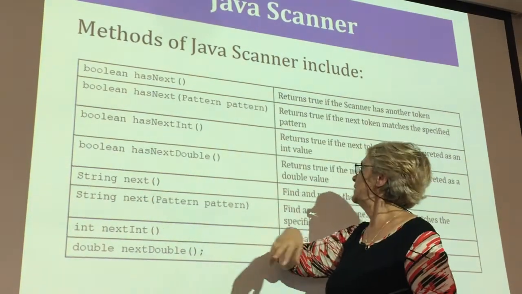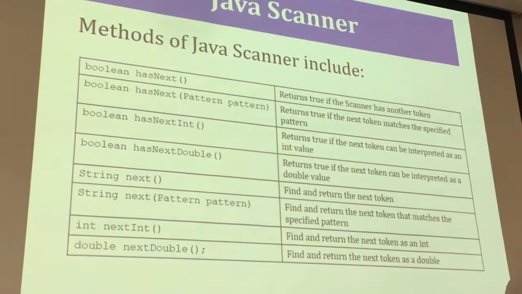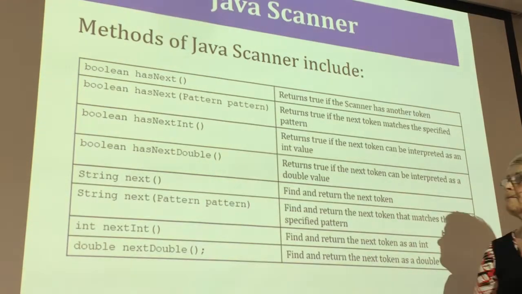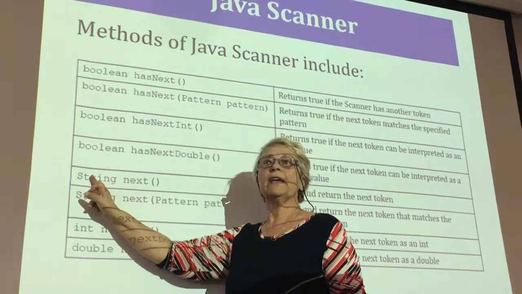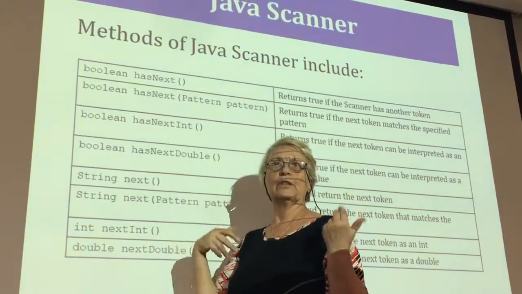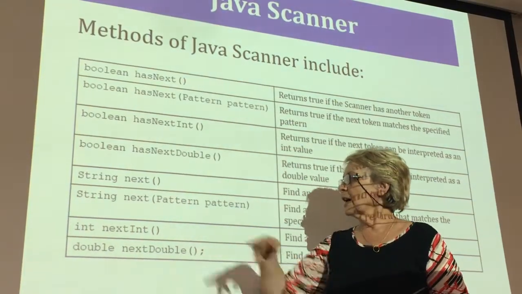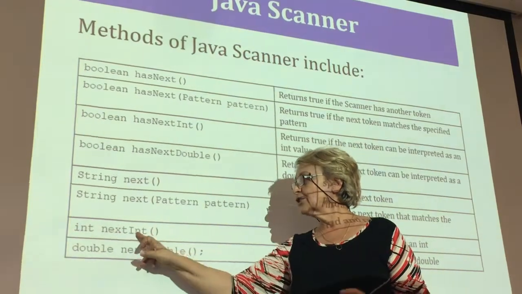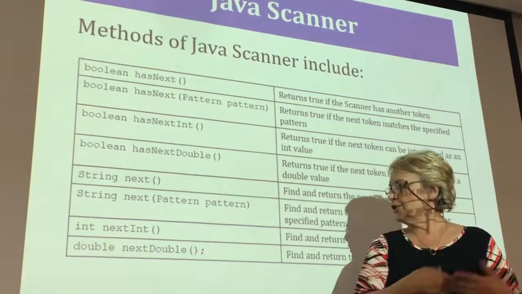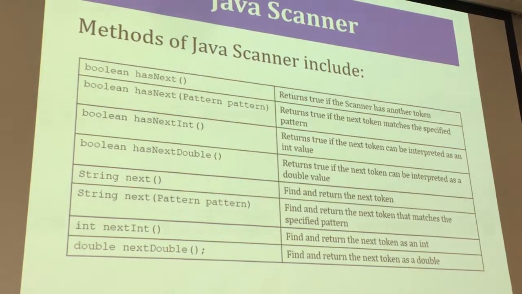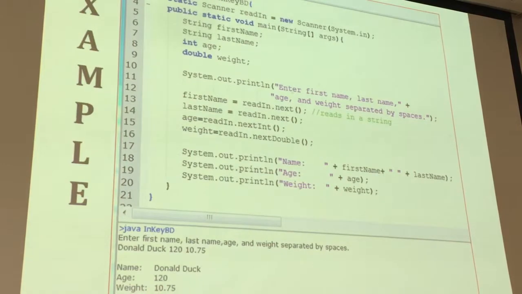Read the next token, which is returned like a string. Notice, whatever is there is returned as a string if you read it. And it comes overloaded. Then next int, we expect an integer, next double, we expect a double. So it is very simple to use this to read the data from input, from the standard input.